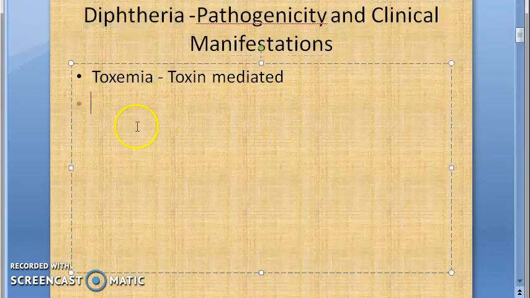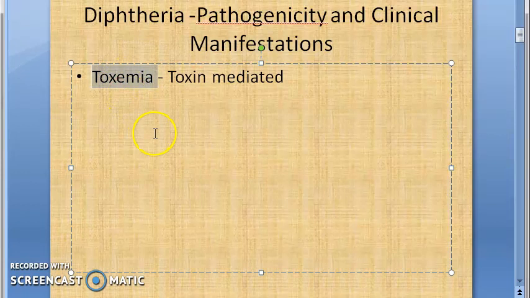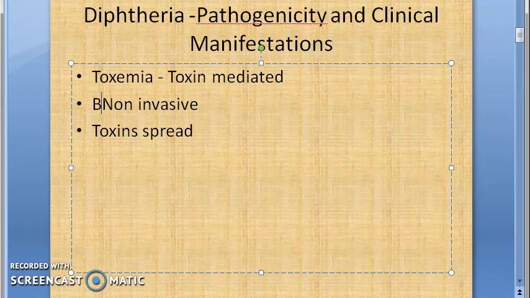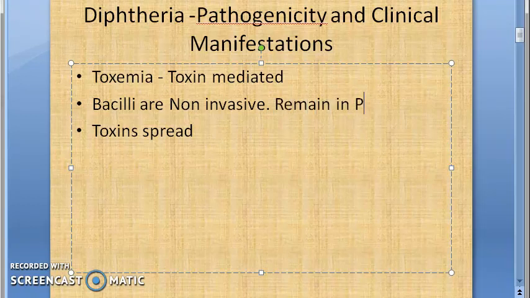Diphtheria causes toxemia, because the disease is toxin mediated. The bacteria themselves are non-invasive, same thing you have seen in Vibrio, remember? Vibrio are also non-invasive. Even in diphtheria, the bacilli are non-invasive and only the toxins spread. They remain in the local site, the pharynx, and the toxins spread via blood.